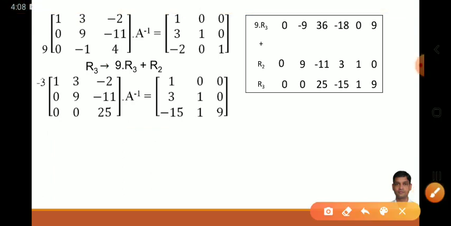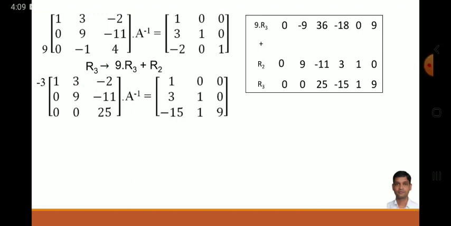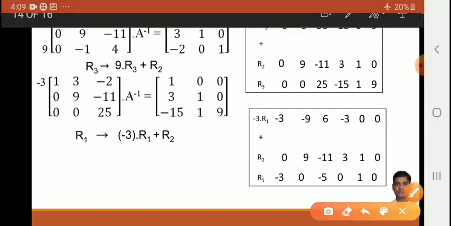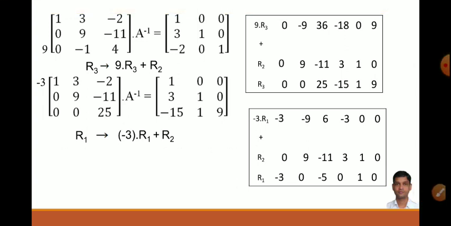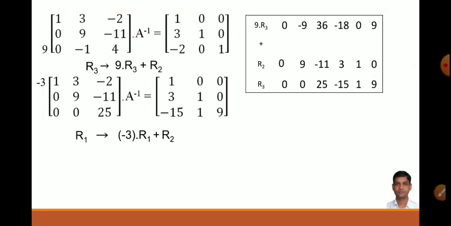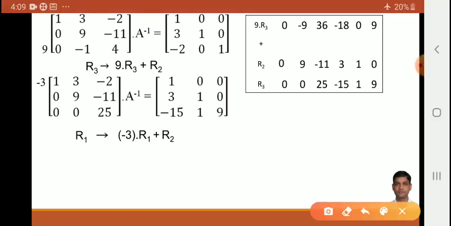Now we adjust 0 at this position. To adjust 0, we will multiply the first row by -3 and add the second row to that row. So R1 is going to change. We write the transformation as R1 changes to -3 into R1 plus R2. Why -3? Because -3 into plus 3 becomes -9.